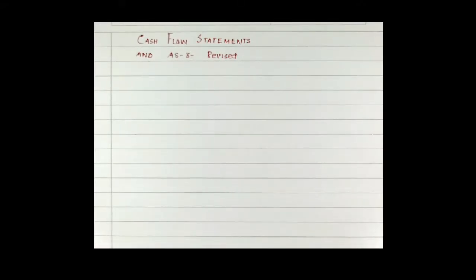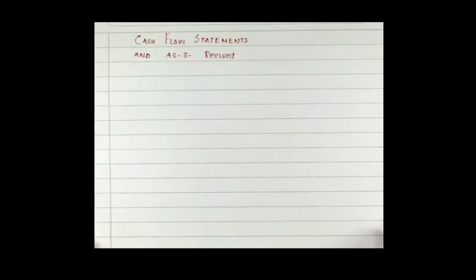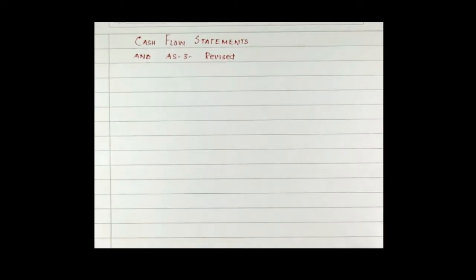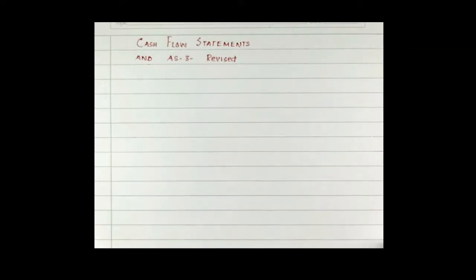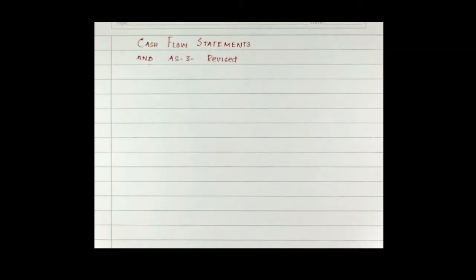Now in this particular session we have decided to pick up cash flow statement, and of course as you can see on your screens, we have written cash flow statement and AS3 revised. It means that in this chapter, we shall not only deal with preparation of the cash flow statement, we shall also consider accounting standard AS3, which means we are going to do simultaneously cash flow statement and AS3 revised.